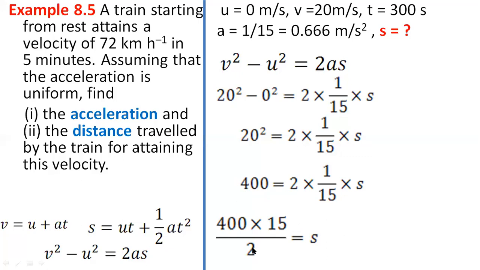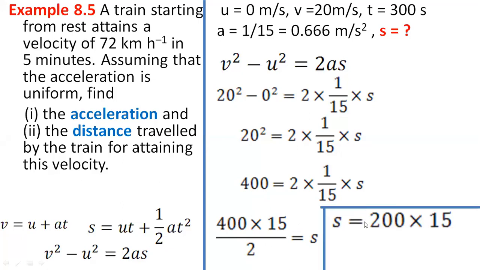Okay? Now I can divide 400 by 2. 2 ones are 2, 2 twos are 4, so 200. So that will become s is equal to 200 into 15. Now this is a very simple calculation. 15 twos are 30, so that will become 3000. Okay? So the s value is coming as 3000 meter.